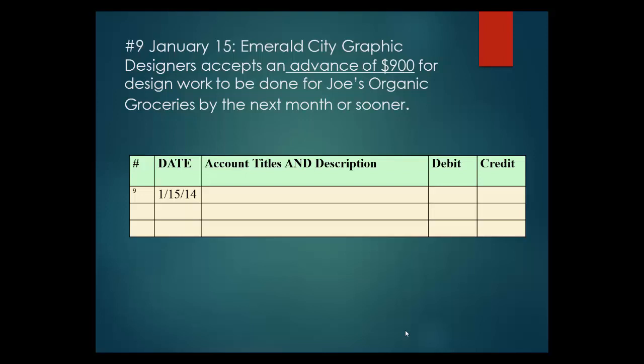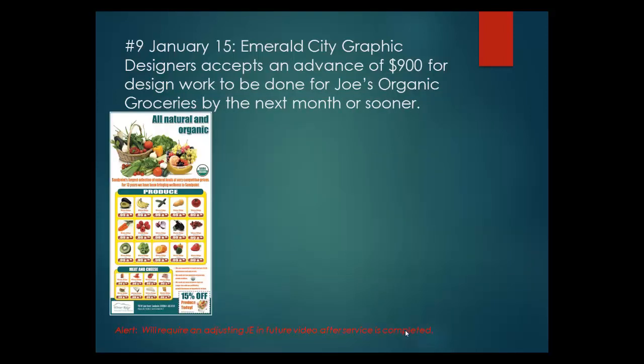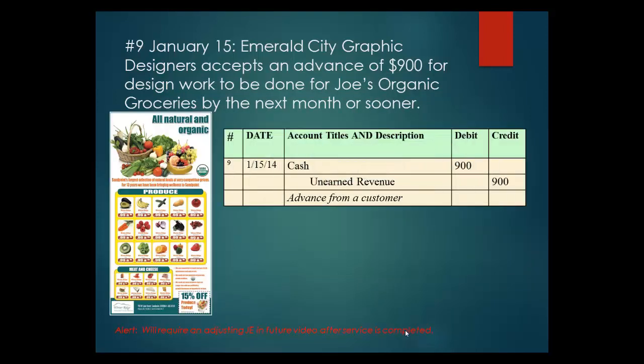And because it's a prepayment by a customer, we cannot call it revenue until we perform the service. So we're going to book it to an account called unearned revenue. Now that looks like a revenue account, but it is not. It is a liability. Emerald City Graphic Designers owes Joe's Organic Grocery the advertising service. When they provide it, then we can talk about when it will be revenue.